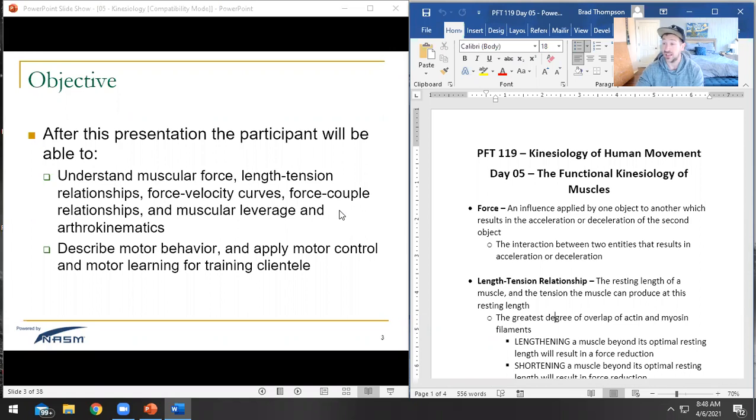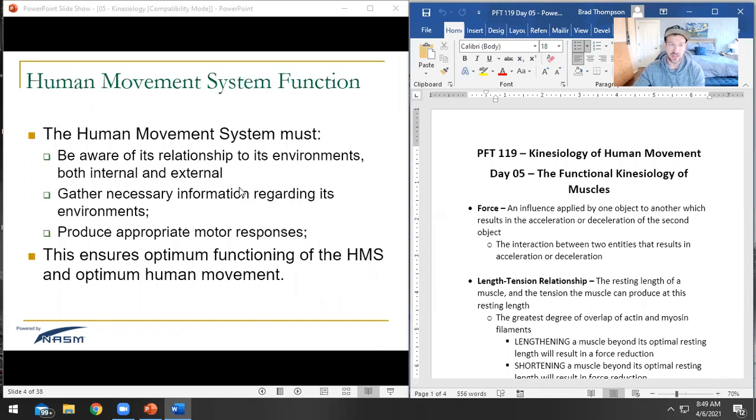And then we'll also be looking at the length-tension relationship. We've got to look at the relationship between how long a muscle is and how much tension it can generate, because that's going to result in either increased or decreased force production. We will look at force couple relationships, which is where certain muscles are all working together to move things. We'll talk a little bit about muscle leverage and arthrokinematics, so we'll look more at specific joint actions and movements. And then at the end, we'll go over motor behavior, which describes how our nervous system learns all this. So we're spending a lot of time talking about force today.